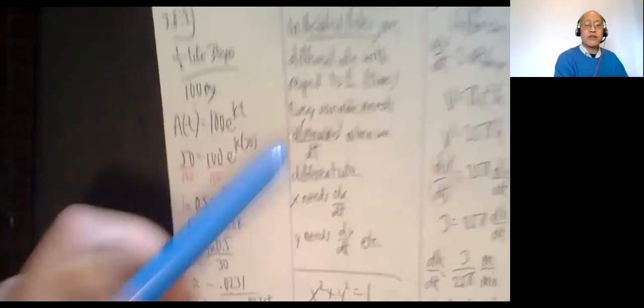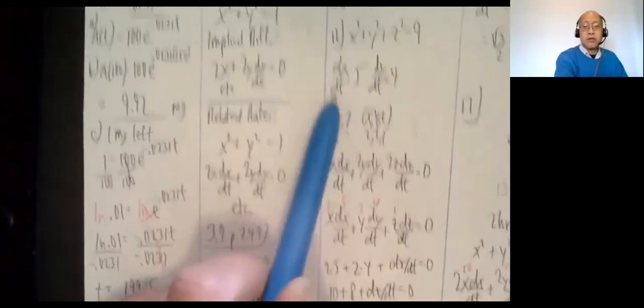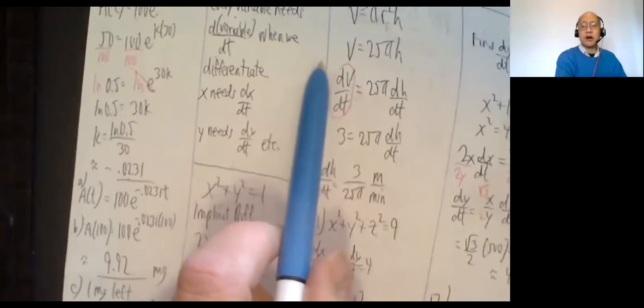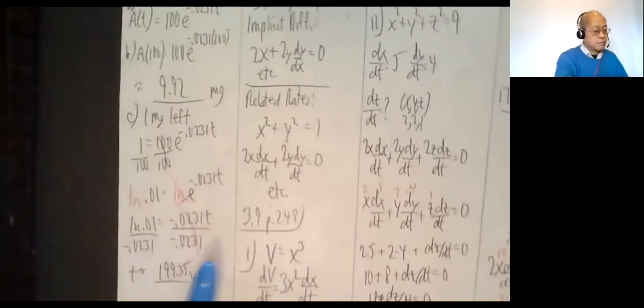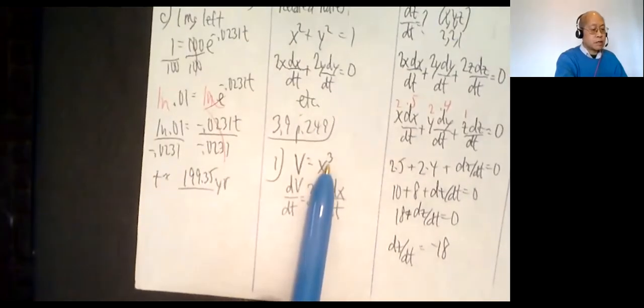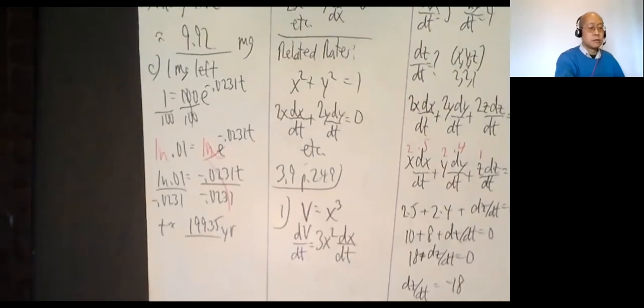Okay, so again, every letter needs a d letter dt. X, Y, Z. If you have another letter, put that also. Well, we've seen all kinds of letters. V for volume, H for height, right? X for side length. So all of these are possible. All right, so that's that one.